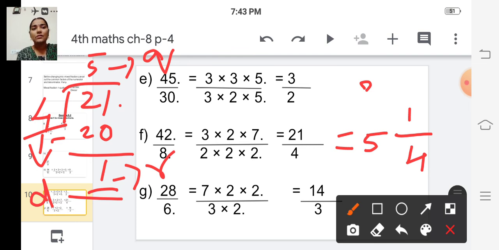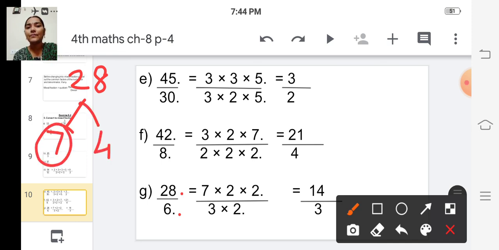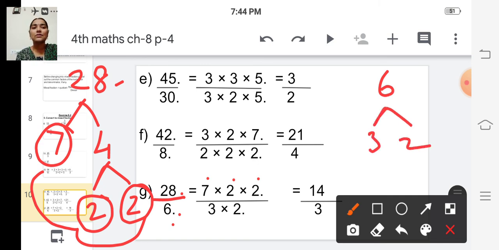Okay. So for the next fraction, 28 divided by 6. So now factorize 28. 7 4s are 28. 7 is the prime factor. And we shall factorize 4. 2 2s are 4. So the factors of 28 are 7 into 2 into 2. Divided by, we shall find out factors of 6. So 3 2s are 6, isn't it? So 3 into 2.